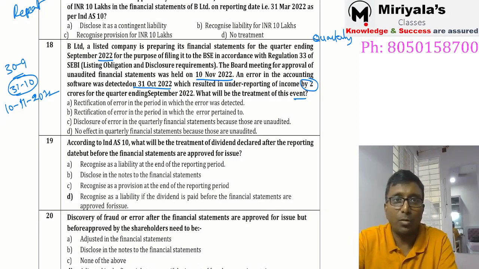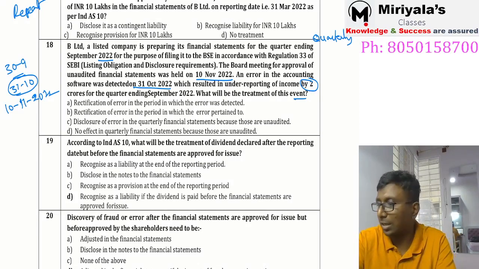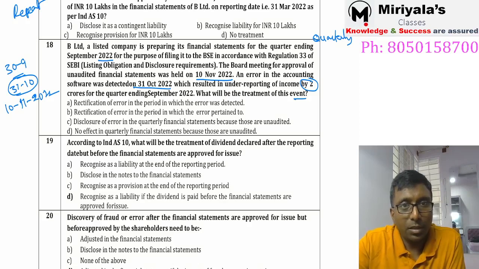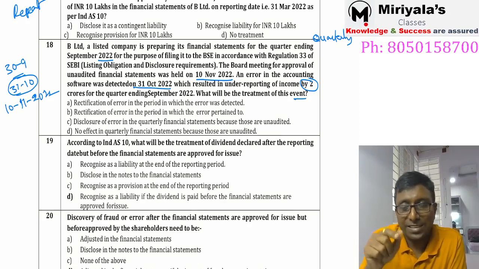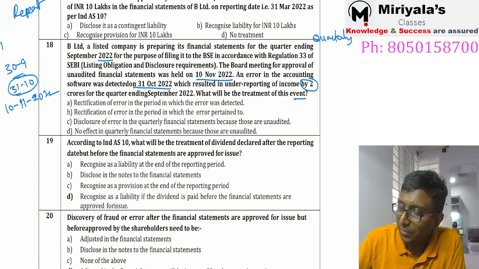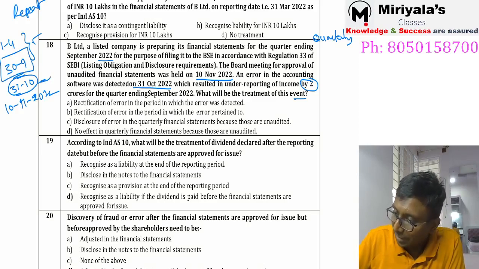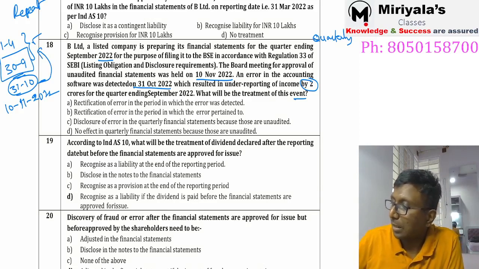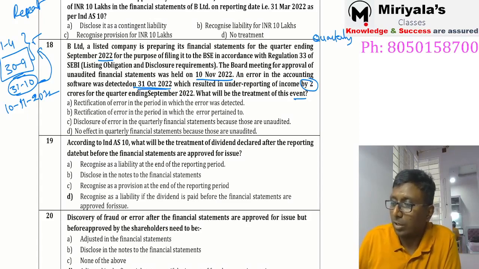Yes. So now tell me, what are we supposed to do? Is it adjusting or not? Yes. Say if the error is pertaining to the first 6 months, that is from 1st April to 30th September, I'm preparing the quarter for this year. Yeah, I got to know the error here. But if that error is pertaining to last year, correct? So the error in the accounting was detected on 31st October, which resulted in 2 crore rupees of lesser income or more income, whatever it is.